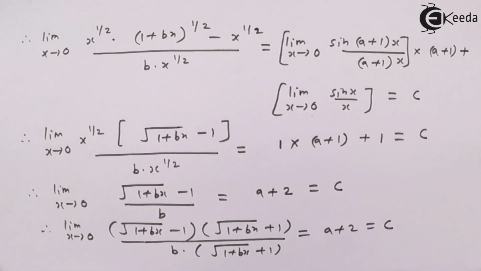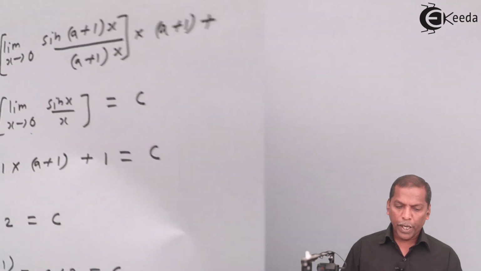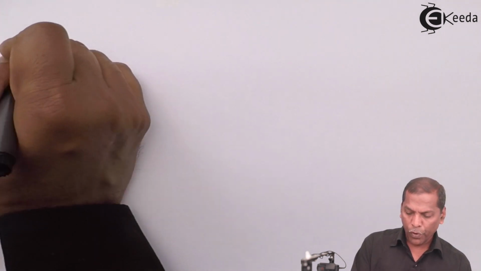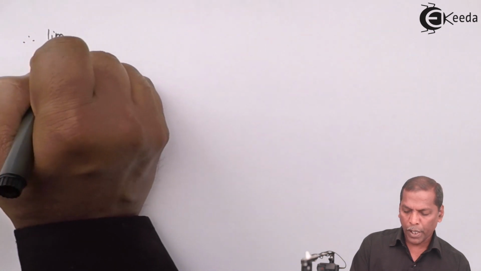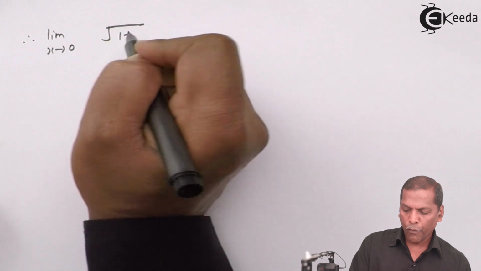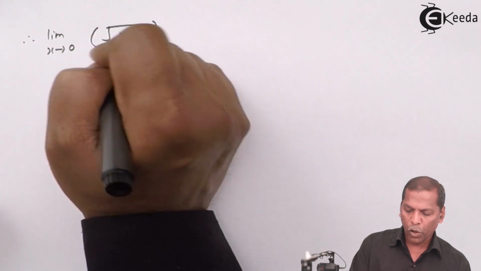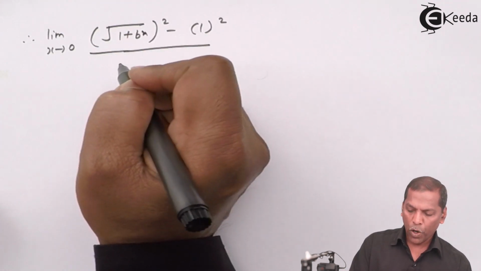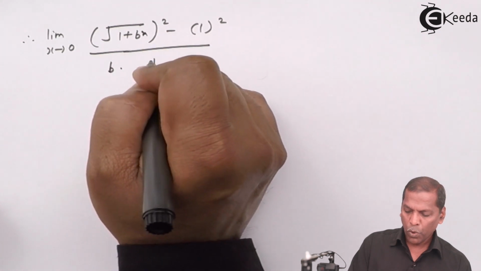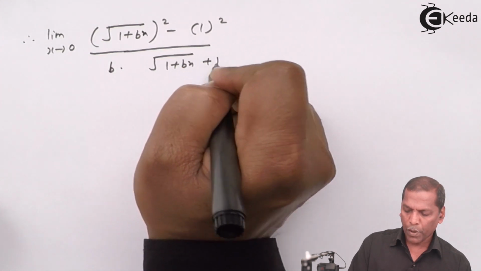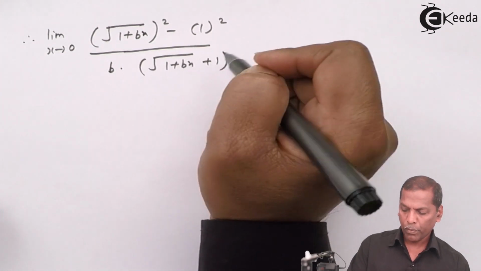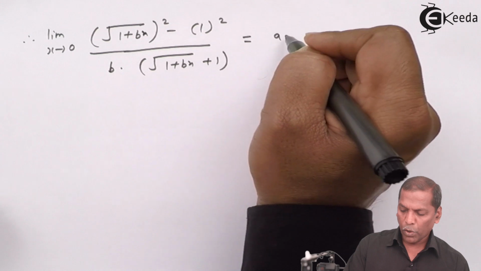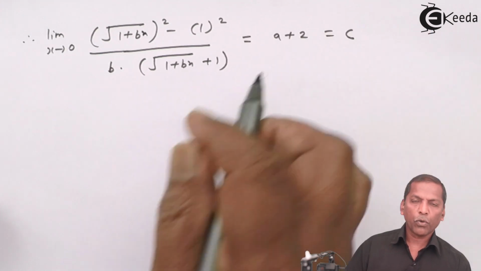We write as it is. Now in the numerator we have the formula (a plus b) into (a minus b), which gives a square minus b square. So in the present case we have limit x tends to 0 of the square root of 1 plus bx the whole square minus the square root of 1 square in the numerator, upon b into square root of 1 plus bx plus 1 in the denominator, and that is equal to a plus 2 and is equal to c.